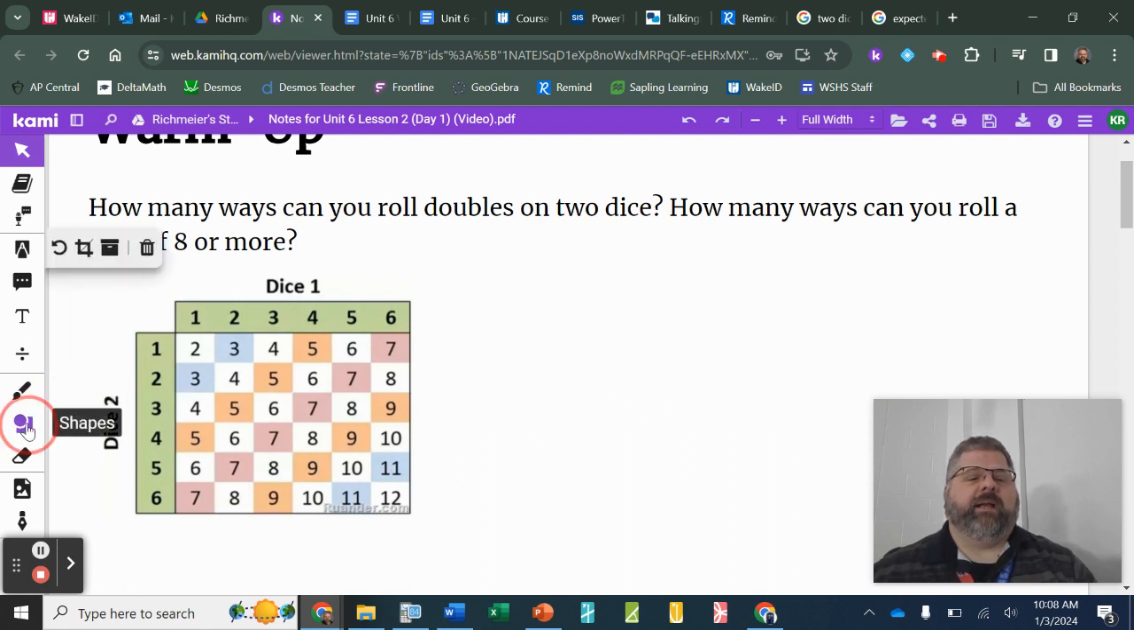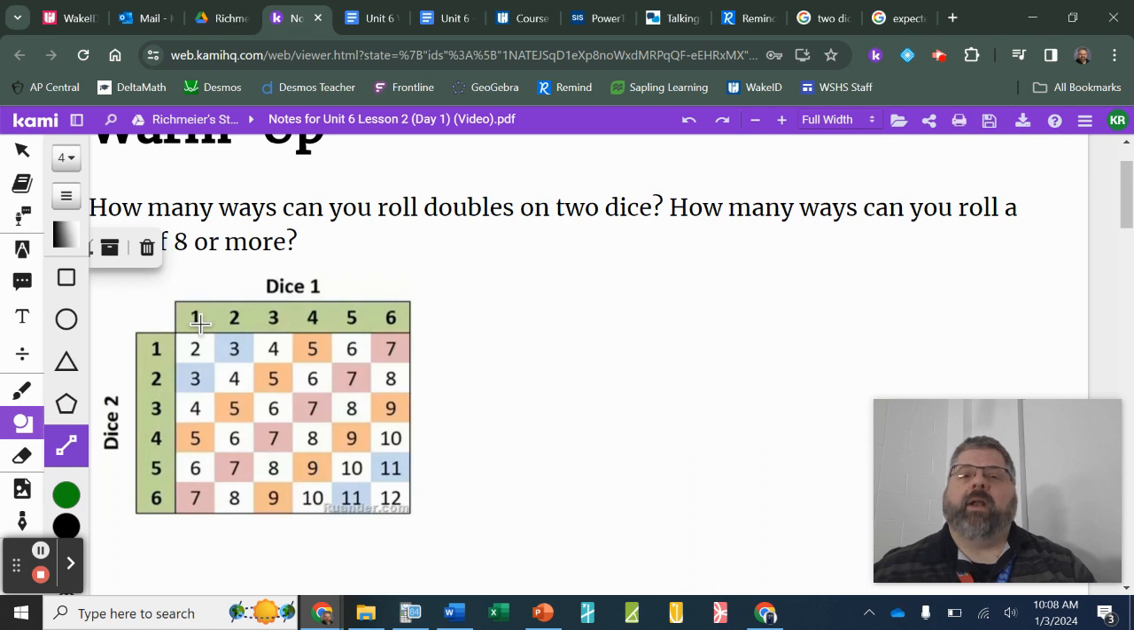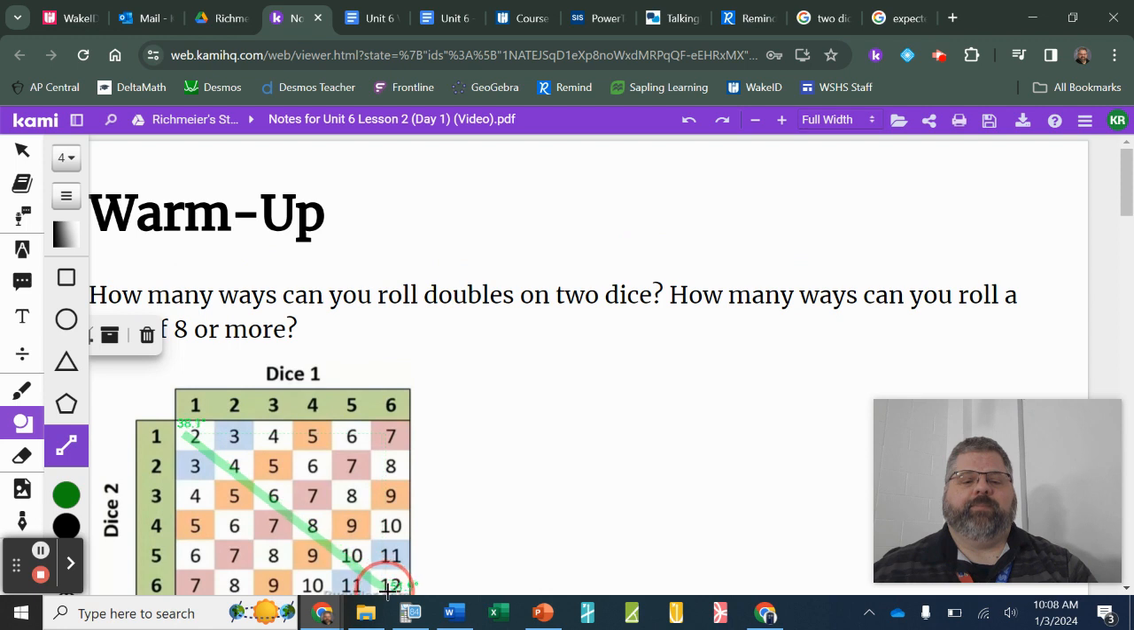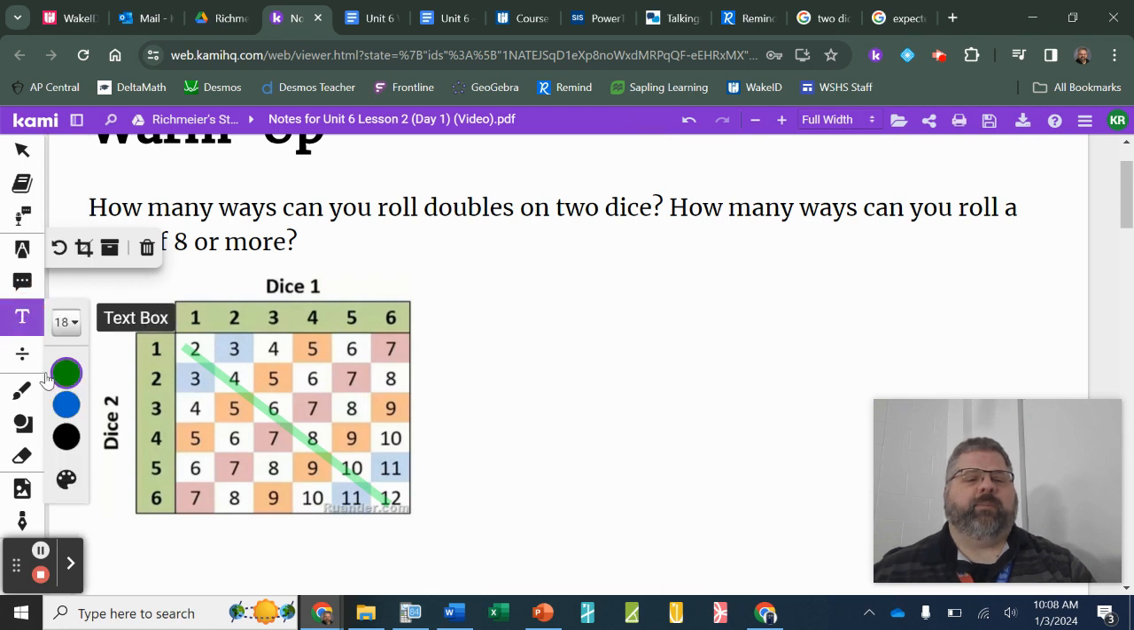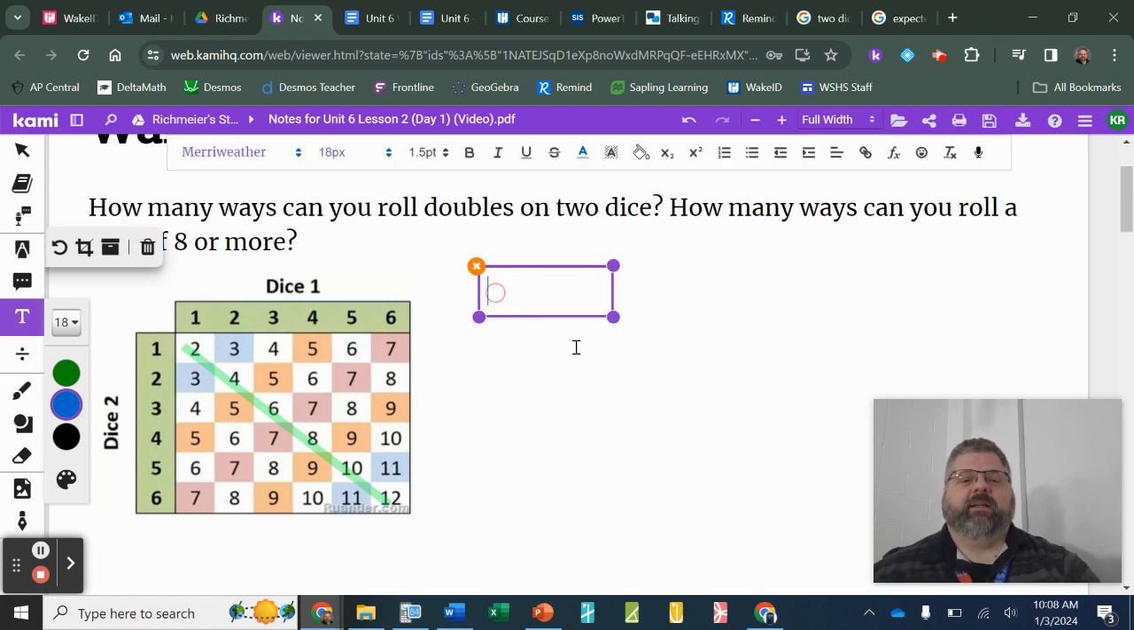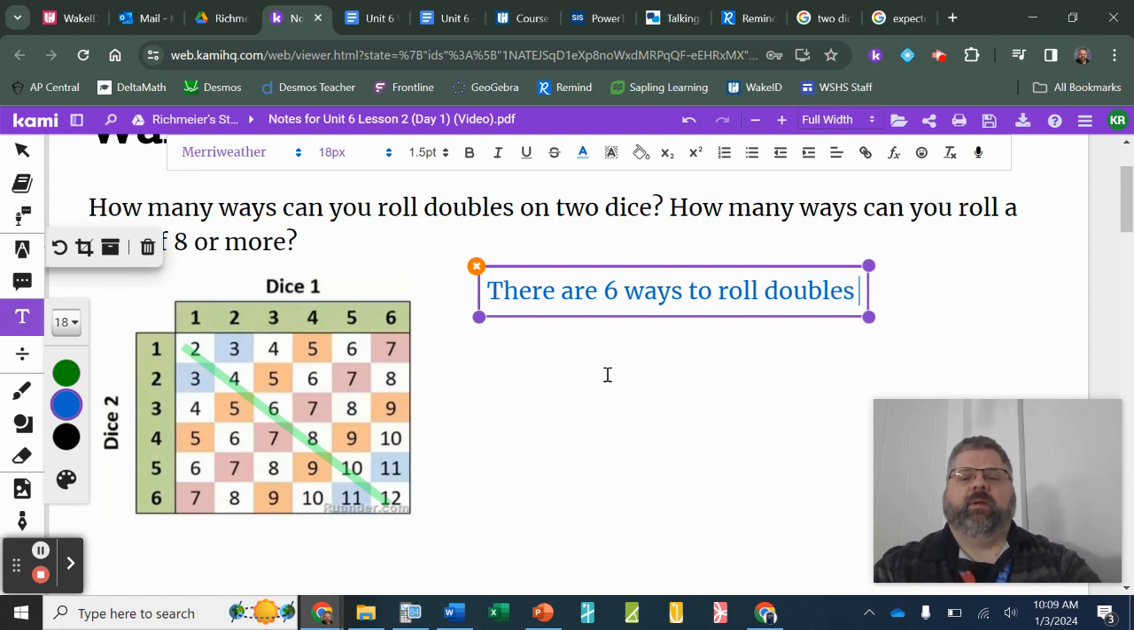What I have to look at is rolling a 1 on dice 1 and 1 on dice 2, a 2 on dice 1 and a 2 on dice 2. And so what happens is I end up with this diagonal right here. And so as I can see, there are 1, 2, 3, 4, 5, 6 outcomes in this diagonal. So the answer to that first question would be 6. So there are 6 ways to roll doubles on 2 dice.